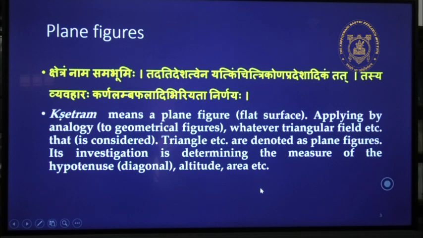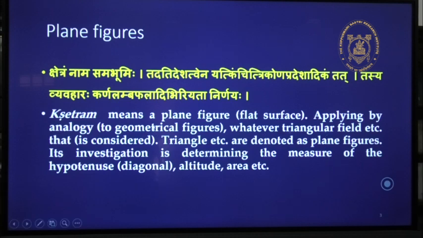Ganesha Daivajna in his commentary Buddhivilasini on Leelavati says, Kshetram Nama Samabhumihi. Kshetram actually means a plain surface or a field. That is attributed to any plain figure in geometry like a triangle, quadrilateral, etc.